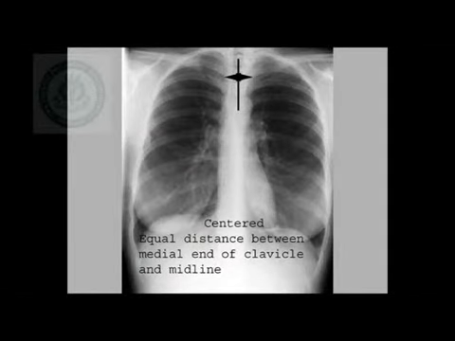Then the next one: is it a well centered X-ray? Just to find out, you draw a line along the spinous process, and the medial ends of the clavicles are equidistant from the central line, which shows that it is a well centered X-ray. Now you should also know, is it a PA or an AP film?